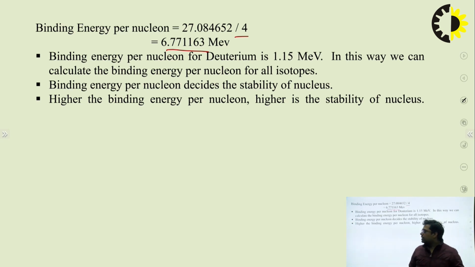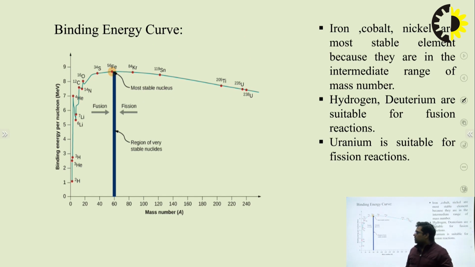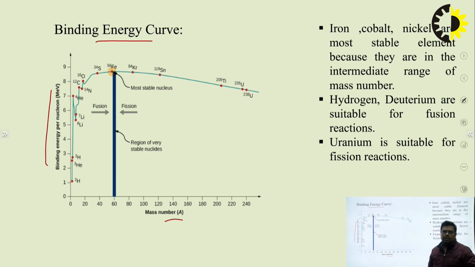Another thing about binding energy is that binding energy per nucleon decides the stability of the nucleus. The higher the binding energy per nucleon, the higher the stability of the nucleus. Another important term in the basics of nuclear energy is the binding energy curve. What is the binding energy curve? Basically, it is represented as binding energy per nucleon versus the mass number.